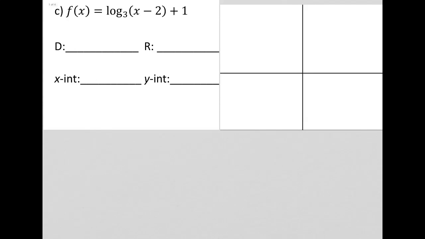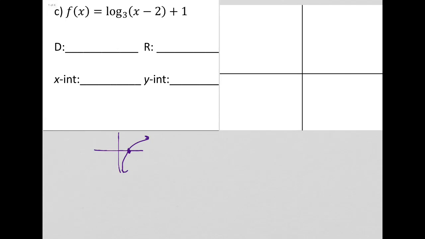Another graphing problem here: log base 3 of (x minus 2) plus 1. So remember that the general shape of a logarithmic function is going to look like that. It's going to have an x-intercept of 1, and it's going to have a vertical asymptote at the x value of 0. So this log is going to be shifted to the right by 2 because of that minus 2.